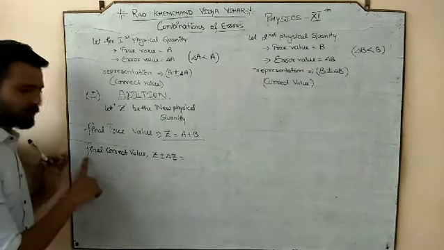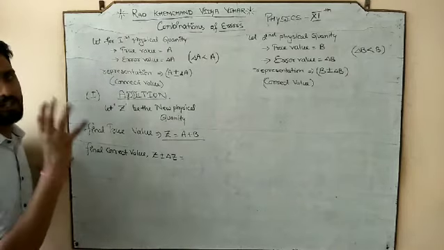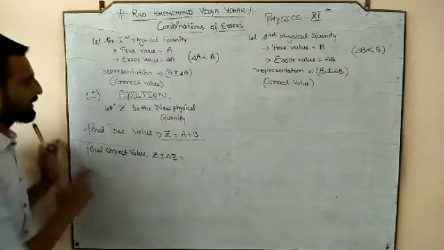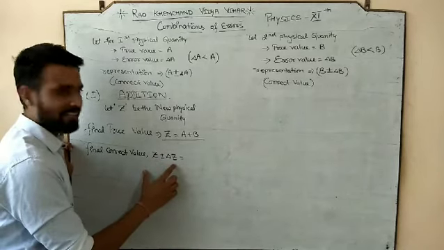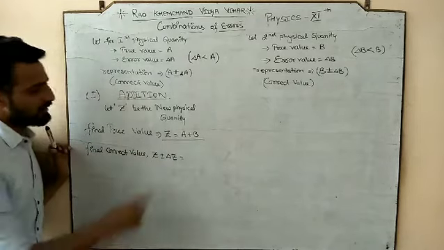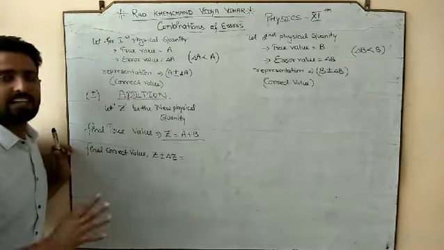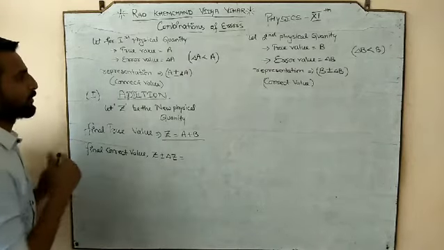So first of all, what are we going to calculate? We are trying to calculate the final correct value, or the final measured value. Final measured value means, let's suppose, Z plus minus delta Z. Z represents the final true value after addition. Delta Z represents the final error after addition. And this is the thing that we have to find out.